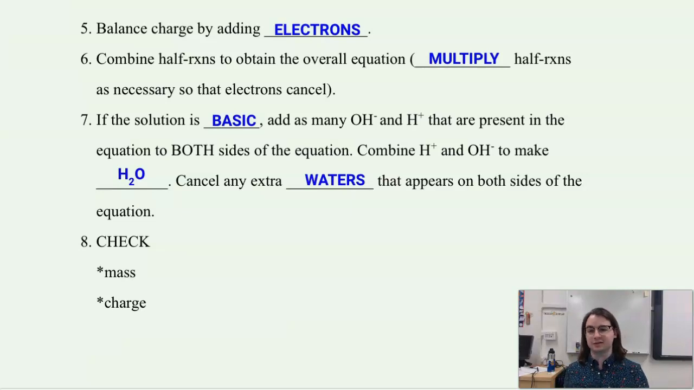But if it's a basic solution, we just have one more extra step. Most solutions are acidic unless they say they are not. So assume, unless told, that it's an acidic solution, and then if it says it's basic, you just have one more extra step where you have to cancel out the H pluses. But after you're done, after the whole thing, you just have to double check your mass and your charge. If everything looks good, then you're done. And it should work out.